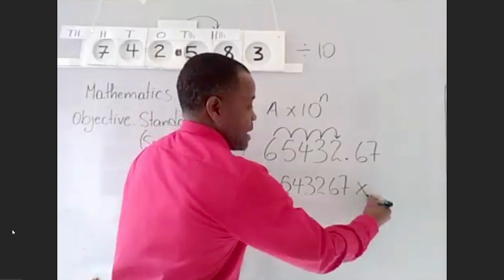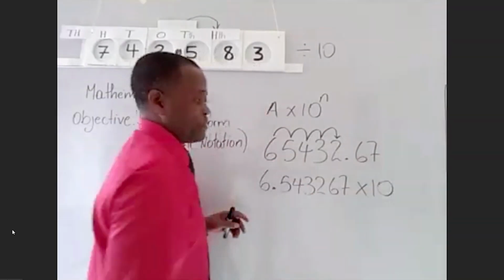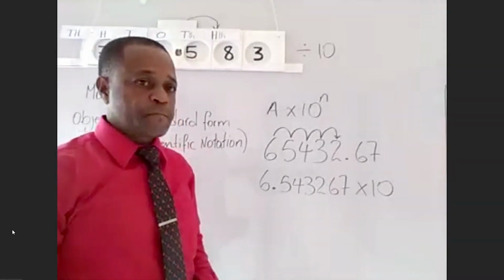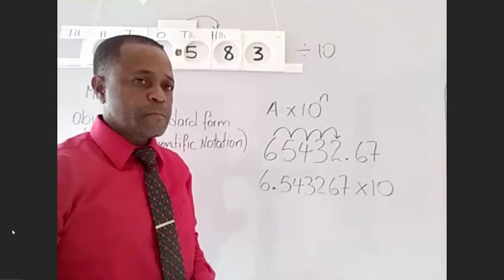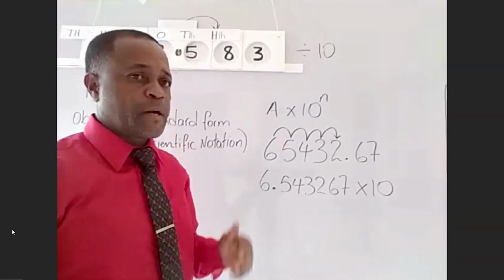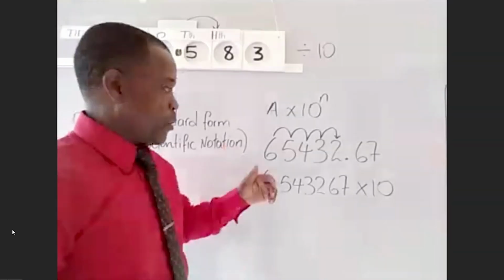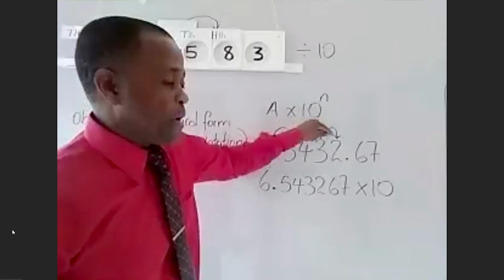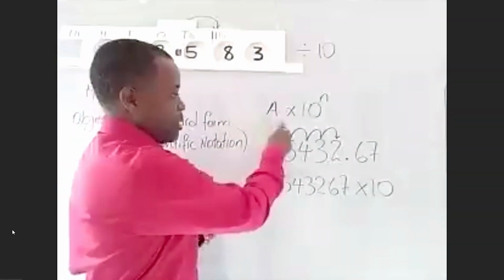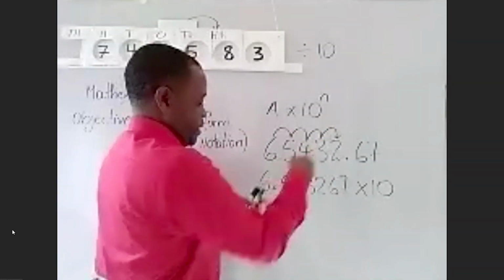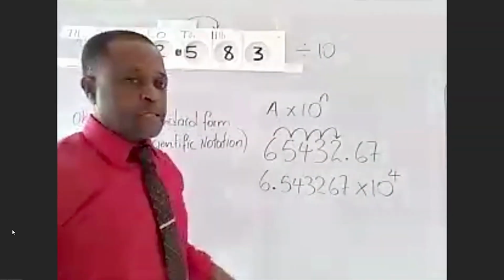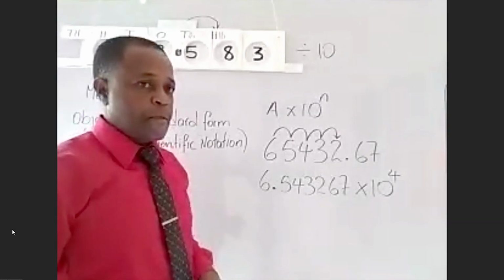So this now becomes times 10. Now what would be the power of 10? Yes, you're correct. 4, because we actually move the digit 4 times. So it's now 1, 2, 3, 4. So this now would have been 4. So yes, you're correct there.